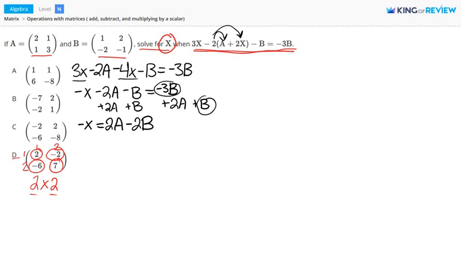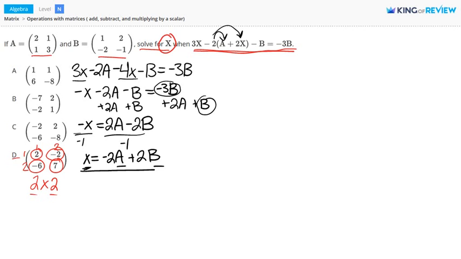And now I have a negative in front of the x here. This is the same thing as negative 1 times x, so I'll divide both sides by negative 1, and this gives me x equals negative 2a plus 2b. So now we've rearranged the equation so that we're solving for x, and now we can insert the matrices for a and b.